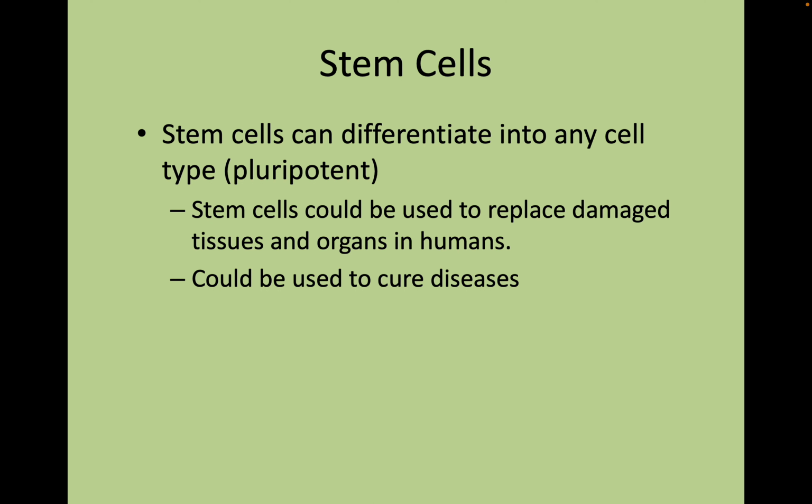Stem cells are another type of biotechnology. Stem cells are special cells that can differentiate into any cell type. They're pluripotent. They have the potential to be a plethora of different things. Stem cells could be used to replace damaged tissues and organs in humans, and they could be used to cure diseases. So it's an active area of research.